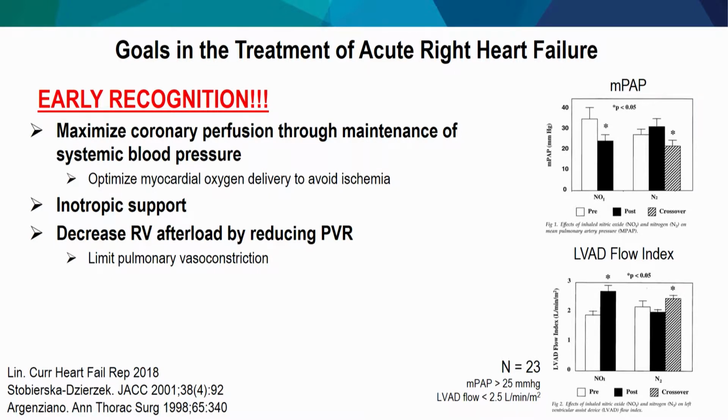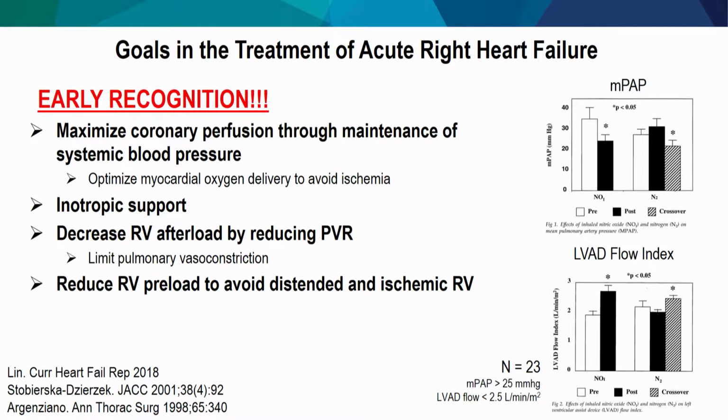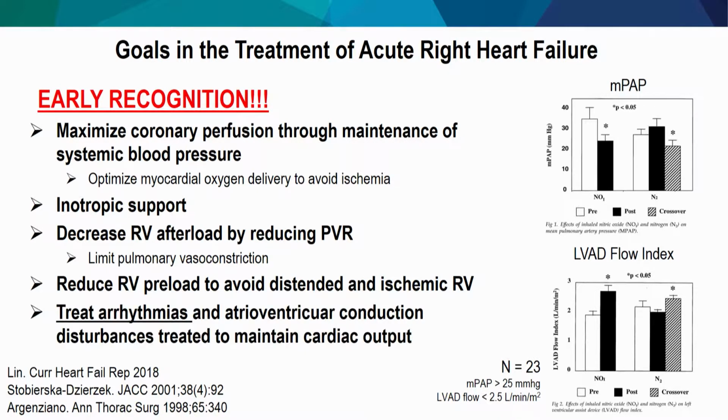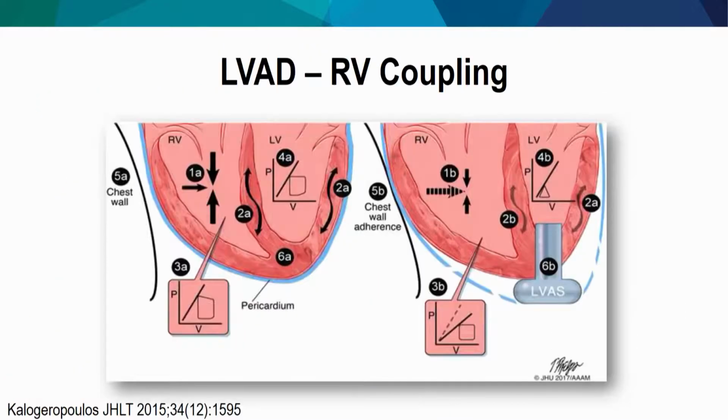So these data look at the impact of inhaled nitric oxide in patients undergoing LVAD surgery, and you can see a reduction in mean pulmonary artery pressures as well as augmentation of LVAD flow index. We've talked about the need to reduce preload and use CVVH aggressively if patients are not responding to diuretic therapies, and then importantly, treating atrial arrhythmias. The myopathic and struggling RV does not tolerate atrial tachyarrhythmias very well, and oftentimes these patients need to be cardioverted.